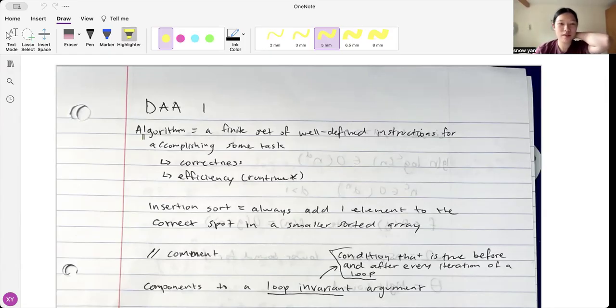So we start off with algorithm. The definition for that is a finite set of well-defined instructions for accomplishing some tasks. And the two things that we really care about are correctness and efficiency. And by efficiency, what we mean is runtime, so just how long it would take, using the big O notation.